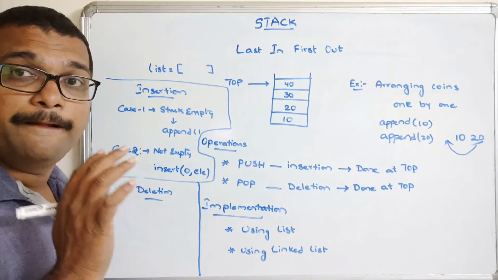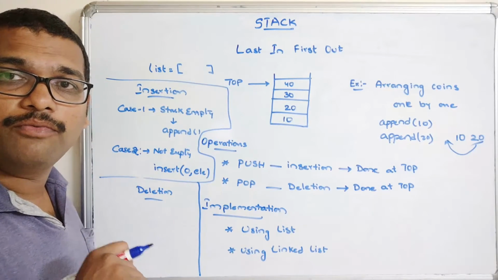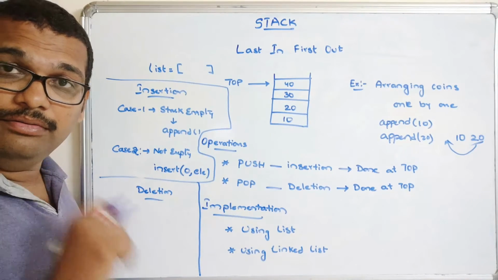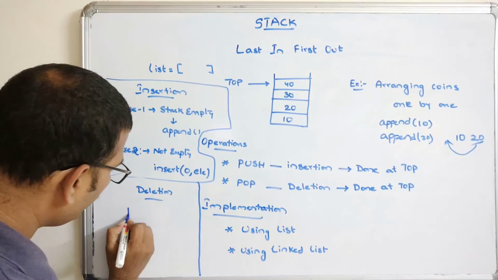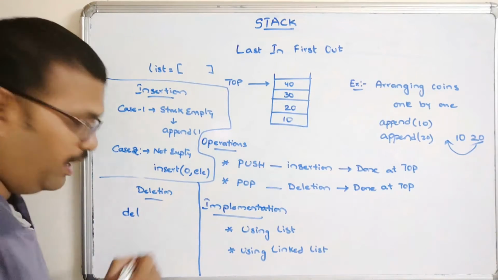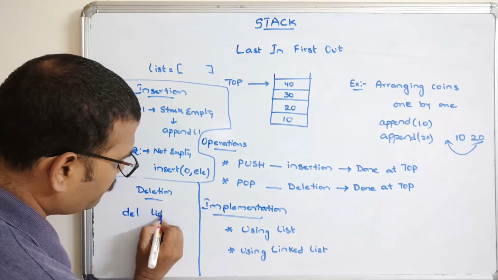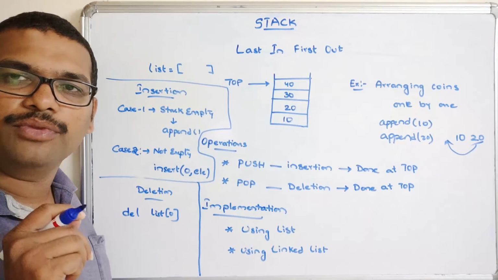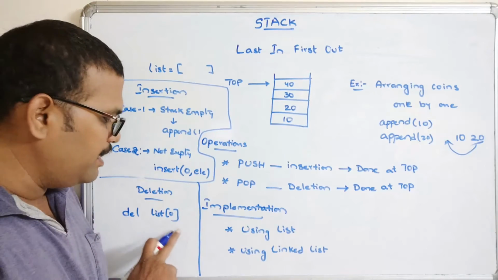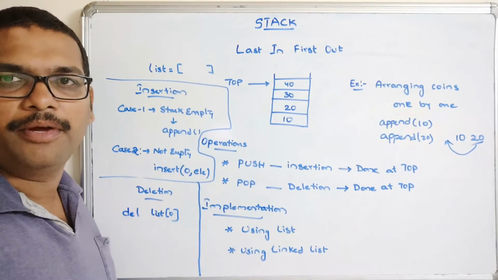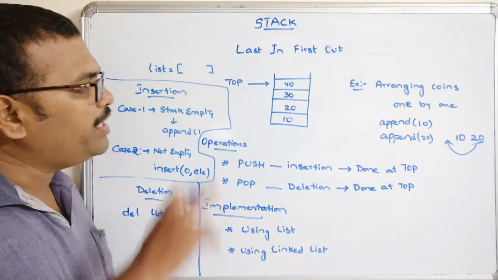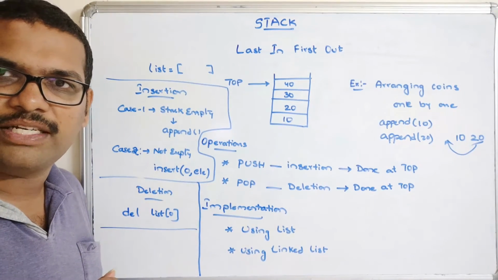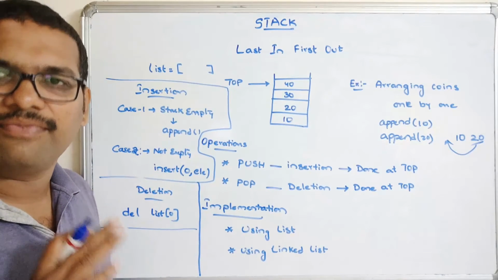So for that purpose, we can use a remove function, or simply you can use a del function. Del list of, simply use a 0. Automatically the value which resides at index 0 will be deleted, that is the top. So always we need to increment this top. This is just one statement.